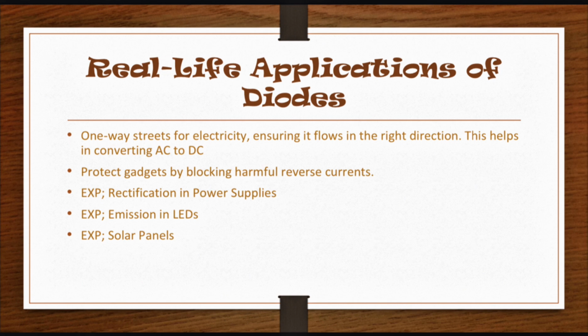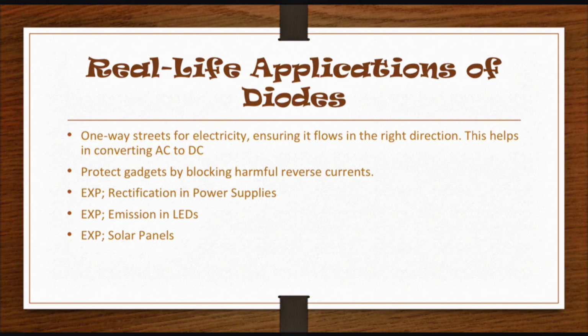Diodes play an important role in protecting our gadgets. Electrical circuits can sometimes experience a reverse flow of current, which can be harmful and even permanently damage sensitive components. Diodes can block these reverse currents, effectively acting as a safety barrier for the device. Now, let's take a look at some examples that I have prepared.